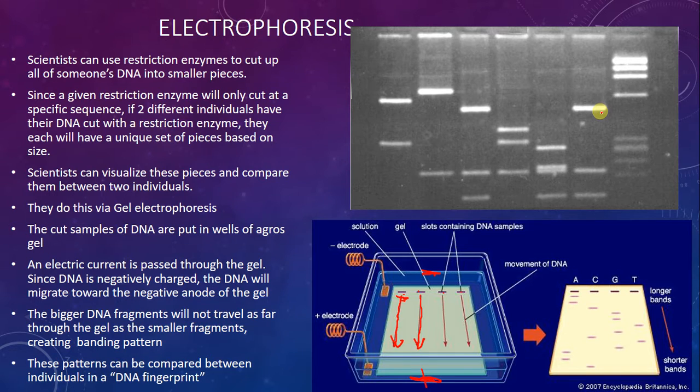And we can visually compare two individuals' banding patterns to see just how similar their DNA is. The more similar they are, the more similar their DNA is. And we can use this technique in crime scene investigation. So if we have a sample of DNA from a crime scene, we can put it in one well, and we can put samples from each suspect in the different wells. Whichever suspect's banding pattern matches that of the crime scene DNA must be the perpetrator. These DNAs must be the same if they match.